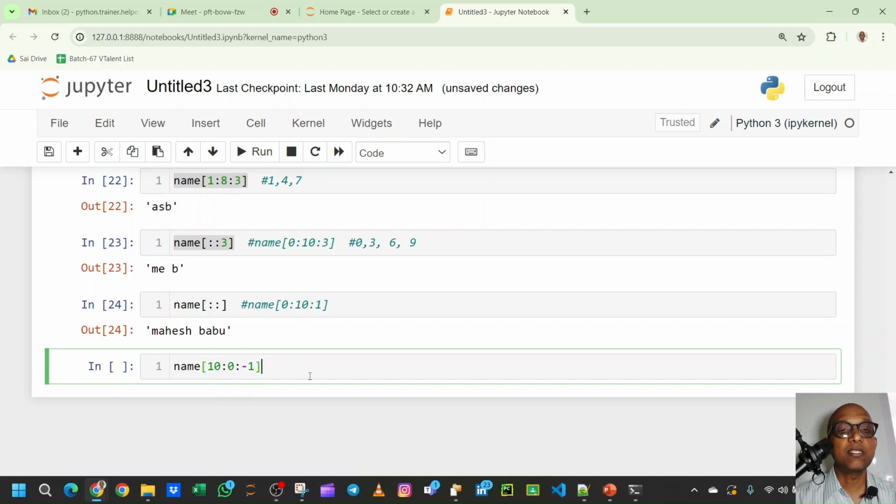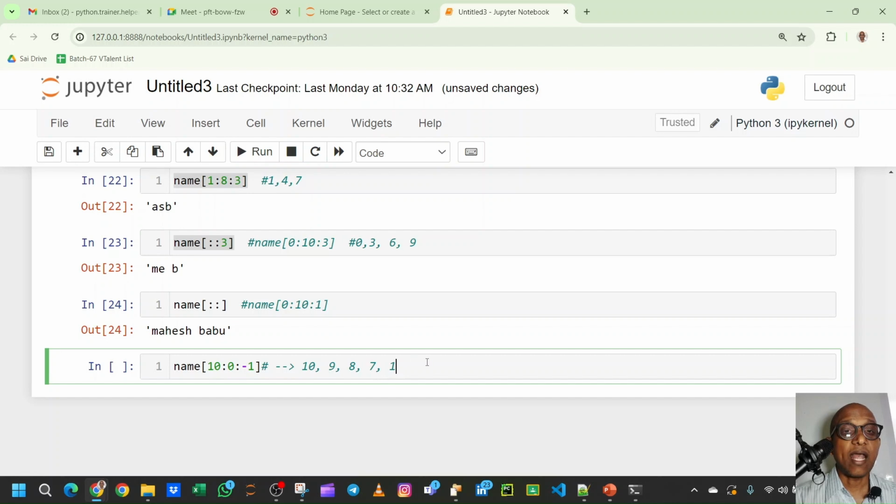So now what does it mean? First, it is going to get the character starting from 10. Is it 10 -1 or +1? Because I mentioned the incremental value as -1, it means 10, 9, 8, 7, till 0. Is 0 exclusive or inclusive? It's exclusive. I mentioned the 0, so I get the value only till 1.